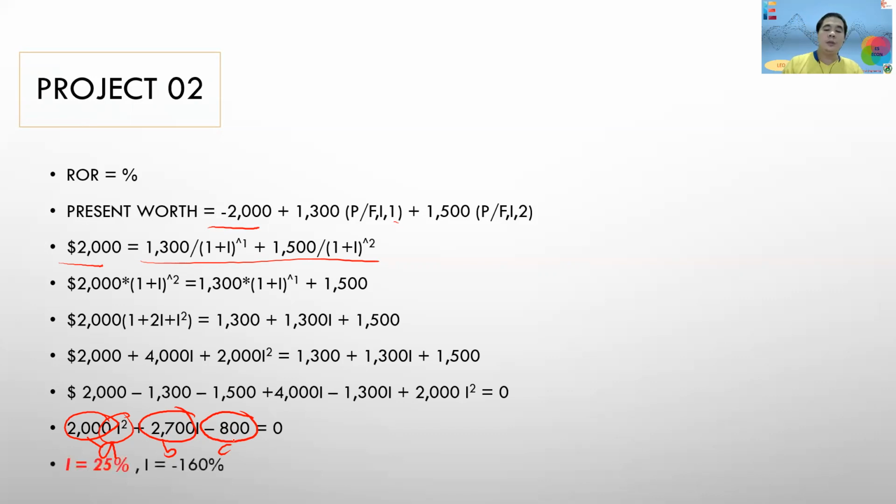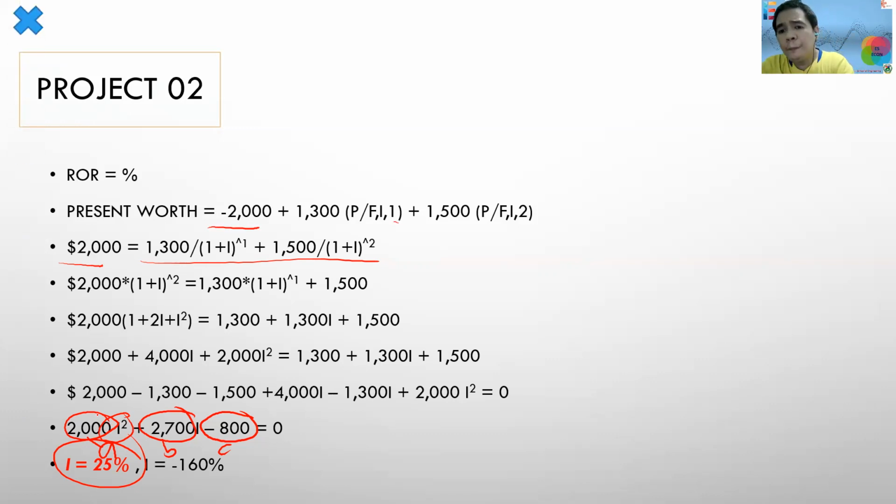Therefore, you'll get two values. The first interest rate is 25% and the second interest rate is negative 160%. Since you cannot have a negative value for an interest rate, you'll go with the first. The answer, or the IRR, for project number 2 is 25%.